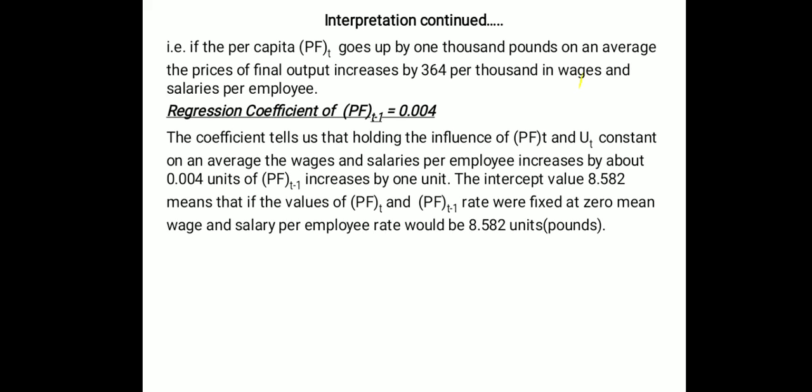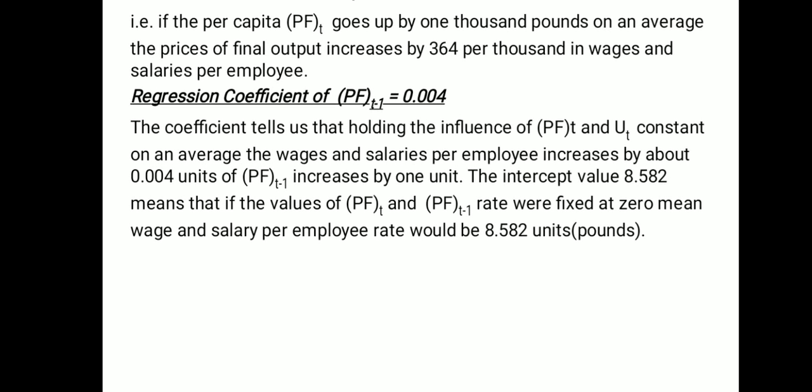Similarly, if the per capita PFt goes up by 1000 pounds on an average, the wages and salaries per employee increase by 364. This is done by multiplying by 1000 for all the figures. You get this. This is the interpretation of the partial regression coefficient.